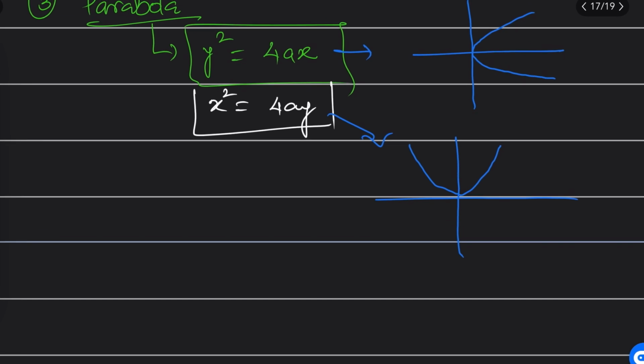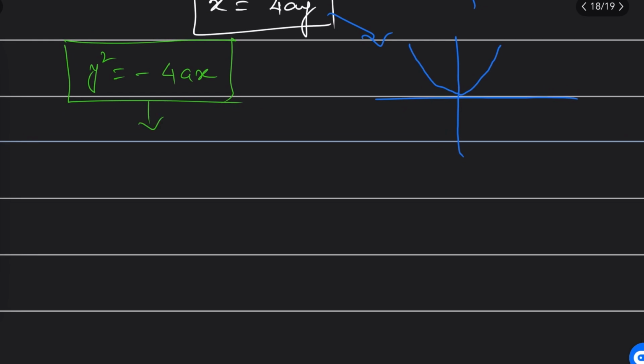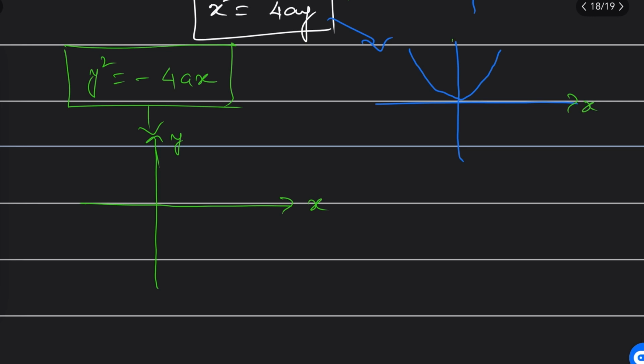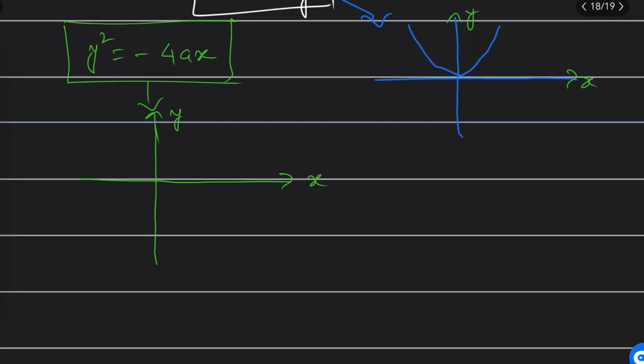What about the other? If instead of y square is equal to 4ax, I write y square is equal to minus 4ax, what will this form look like? Let me draw this. This is x and this is y. Again and again I'm saying, the horizontal axis is x and the vertical axis is y. It is going to look like this.